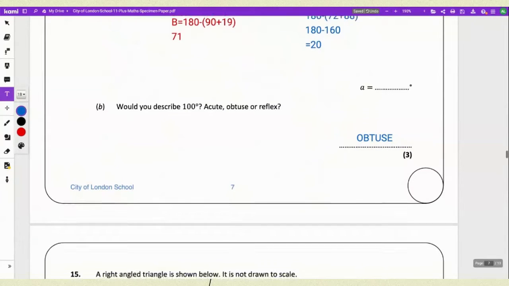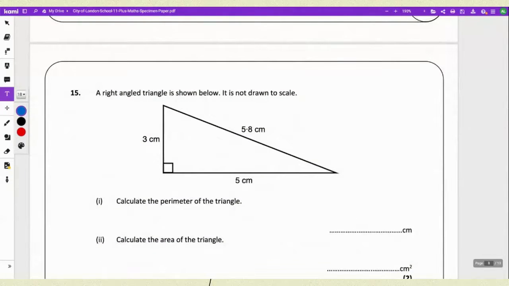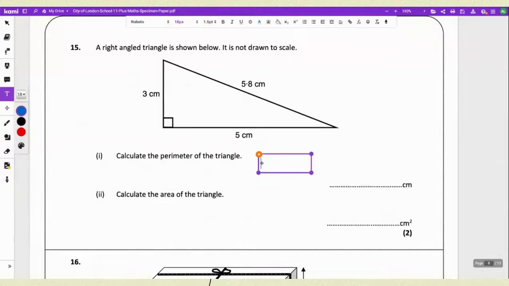There's another question now. In this, they are saying that a right angle triangle is shown below. It's not shown to scale. Calculate the perimeter of the triangle. To find the perimeter of the triangle, P equals 5 plus 3. You need to add all the sides up, plus 5.8. That gives you 13.8 centimeters.